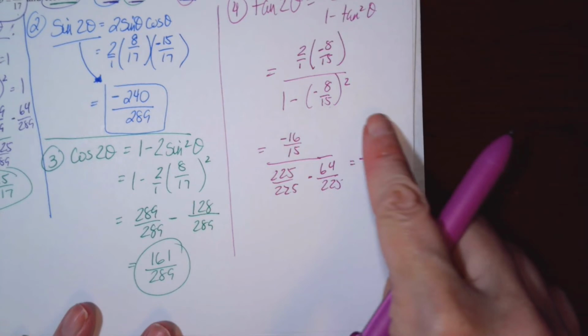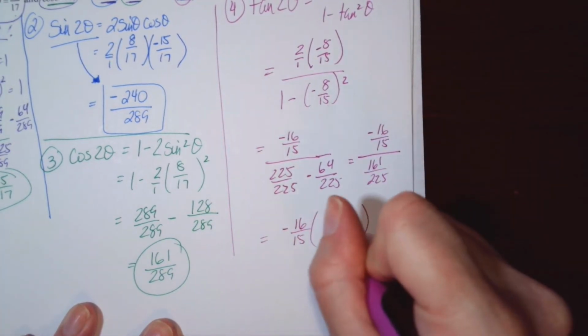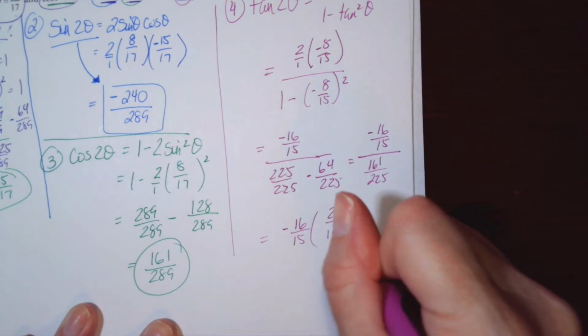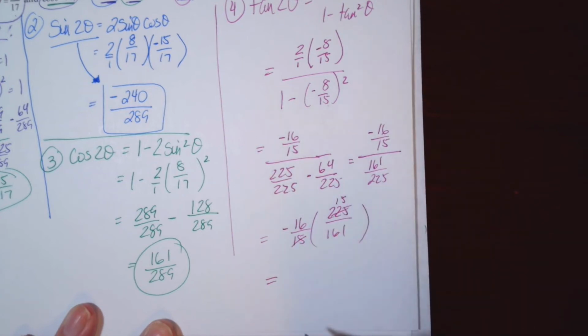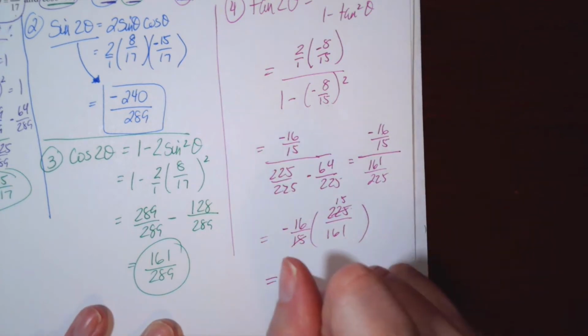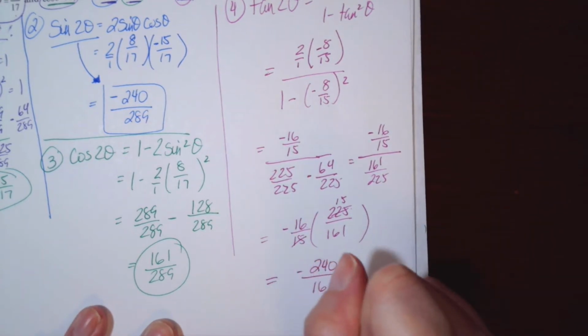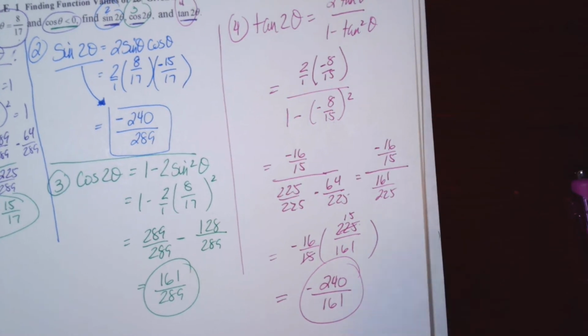I've got this big rational expression, this big ugly division problem. I solve it by multiplying by the reciprocal. 15 is going to cancel, so that I've got 15 times 16. It's going to give me a negative 240 over that 161. Alright, so we were using values of theta to find our information about the double angle 2 theta. Okay, let's look at our next example, see what we do from there.